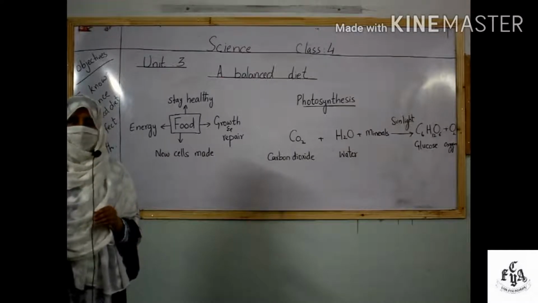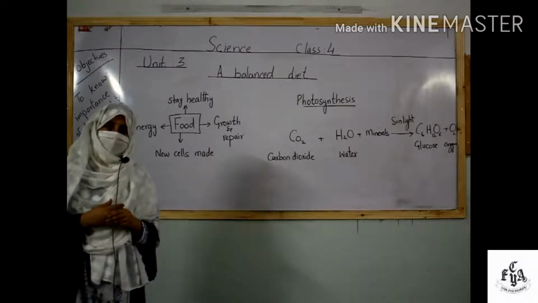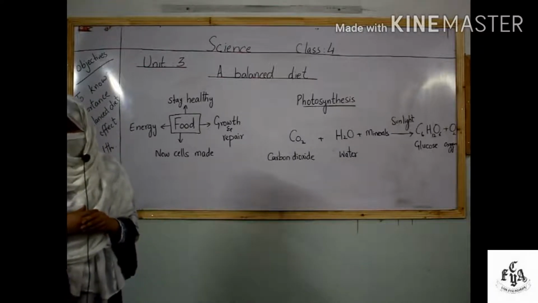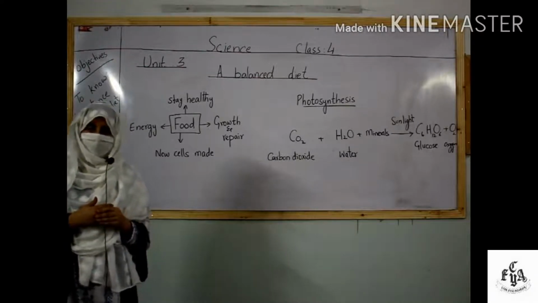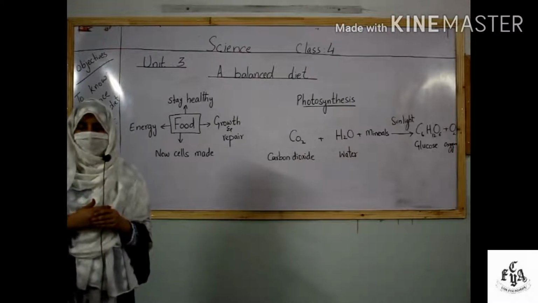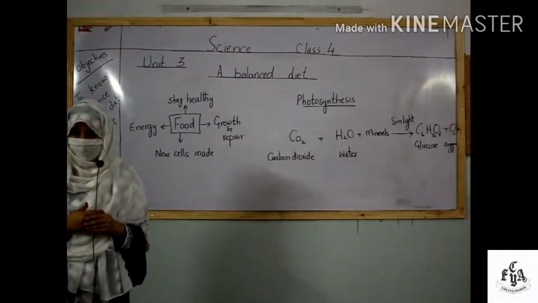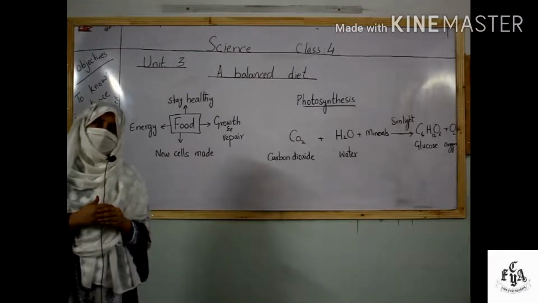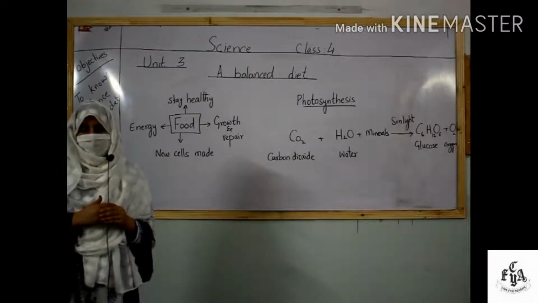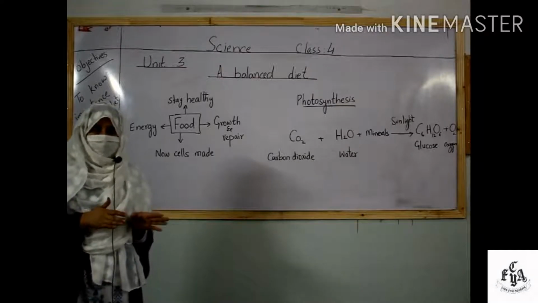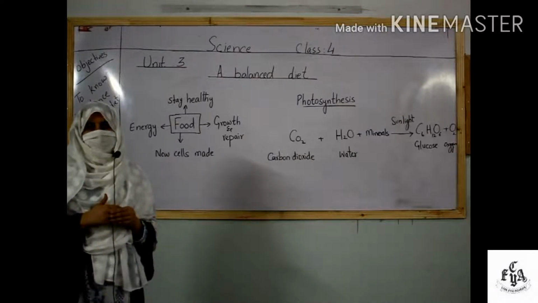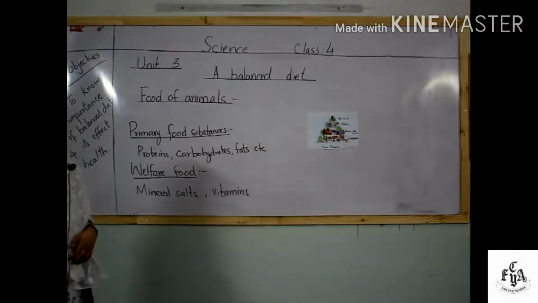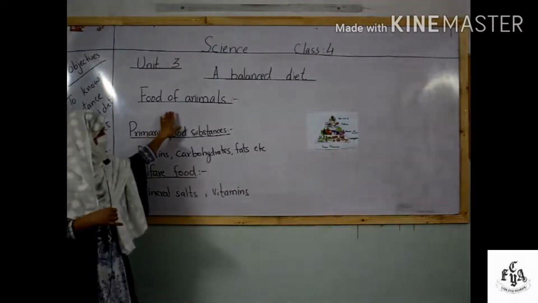So those are the types of plants where the extra food is stored in the roots and in the stem. Sometimes the fruits are also storing the food, and they mostly store sugar type of food. And the seeds also store the food, and that is the starch and the oil. So this was all about the food of the plants. Now we will come towards the food of the animals.